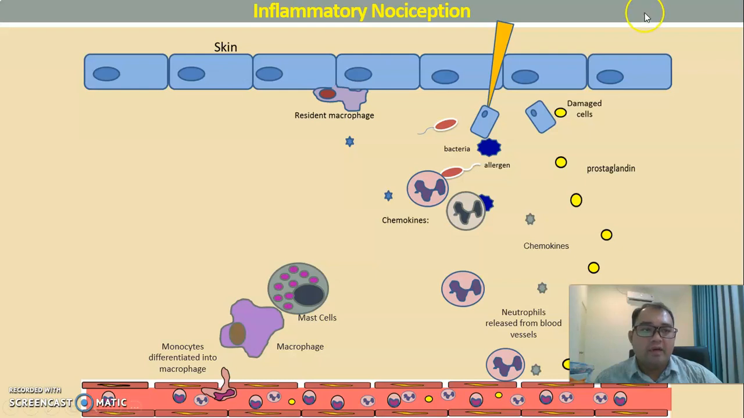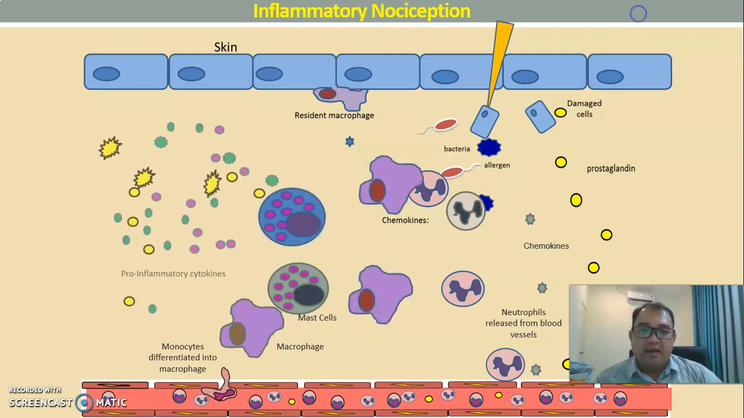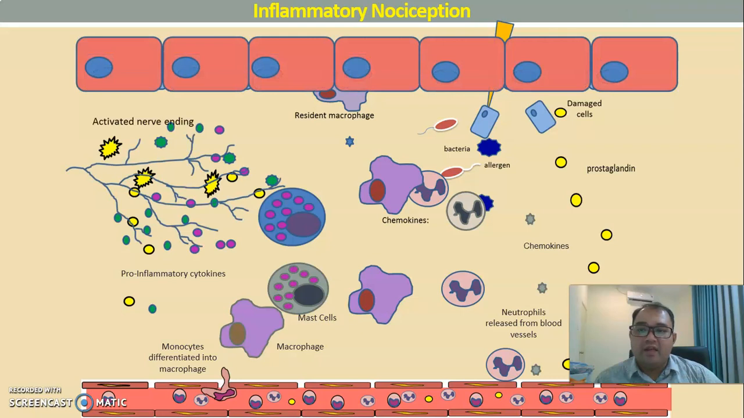All of these cells will release more pro-inflammatory mediators to attract more other immune cells in order to fight the infections. And at the same time, these pro-inflammatory mediators such as cytokines and chemokines will activate the nerve endings and cause the pain. So this is the basic principle of inflammatory pain.